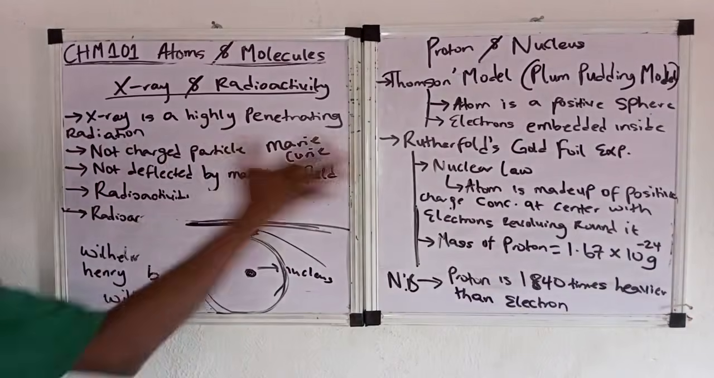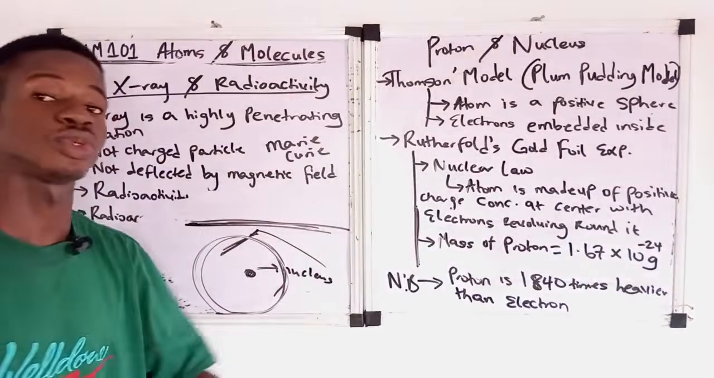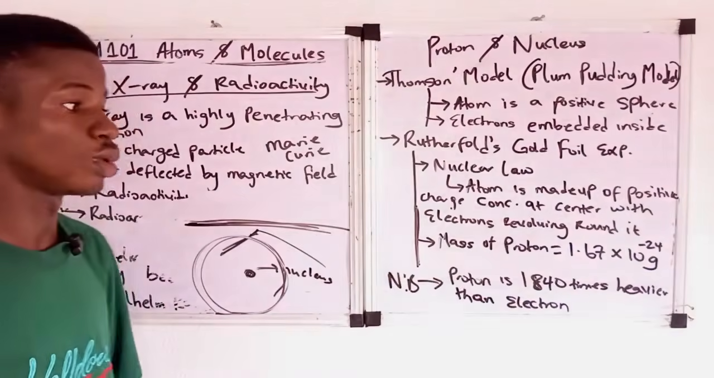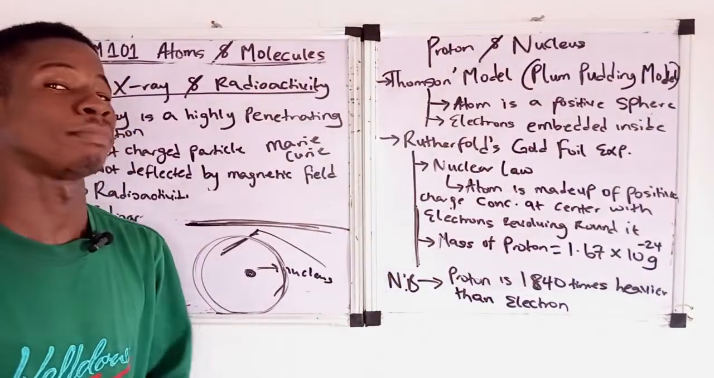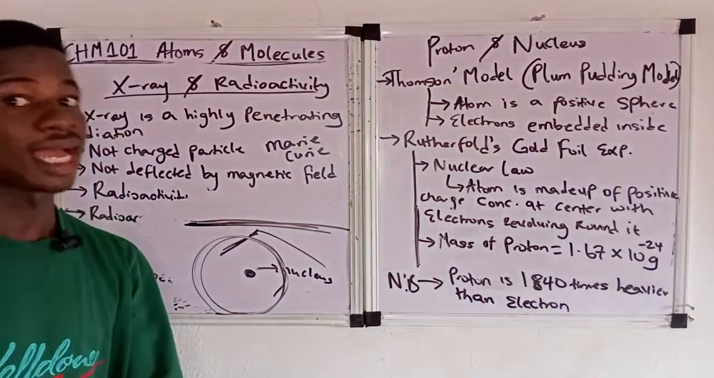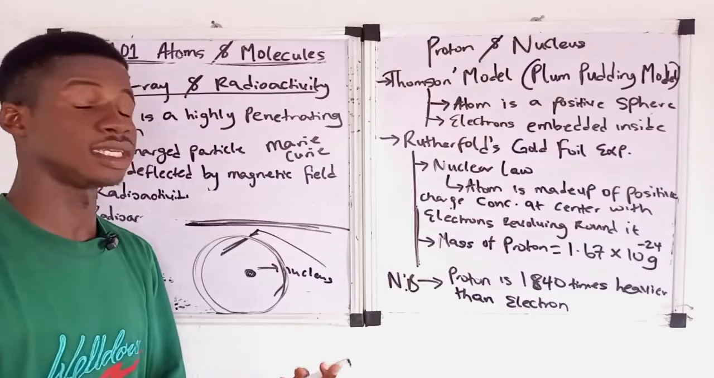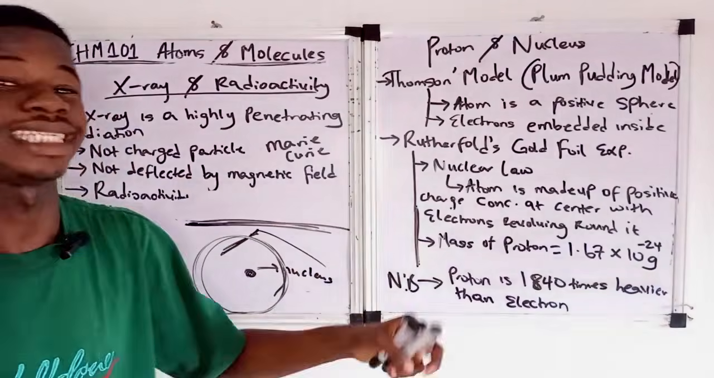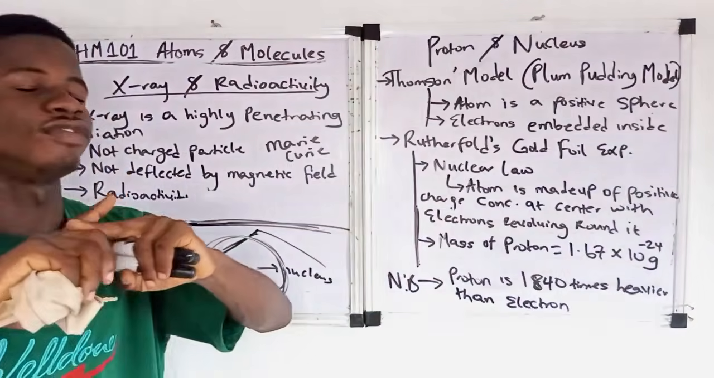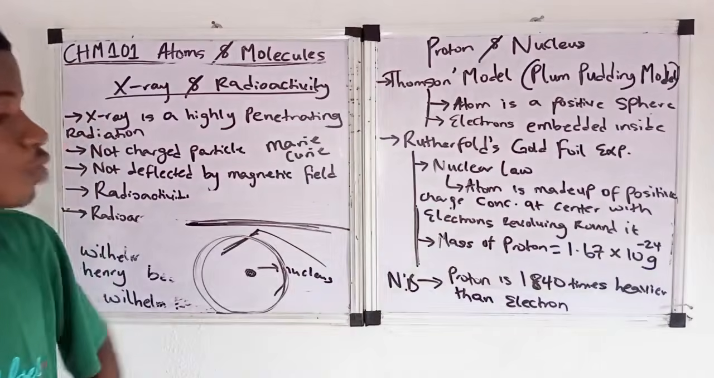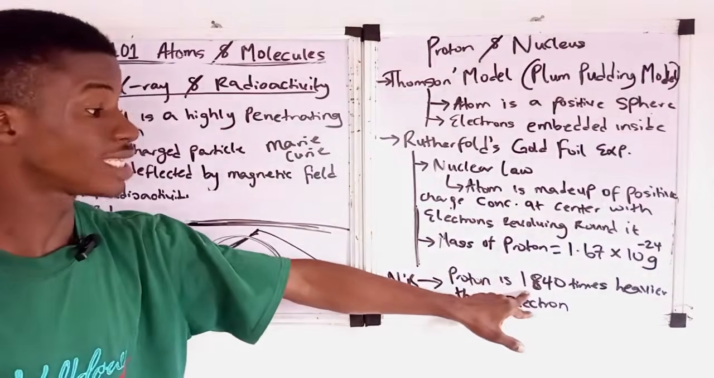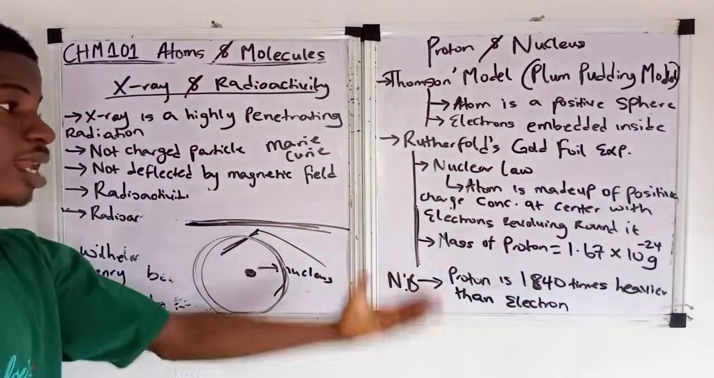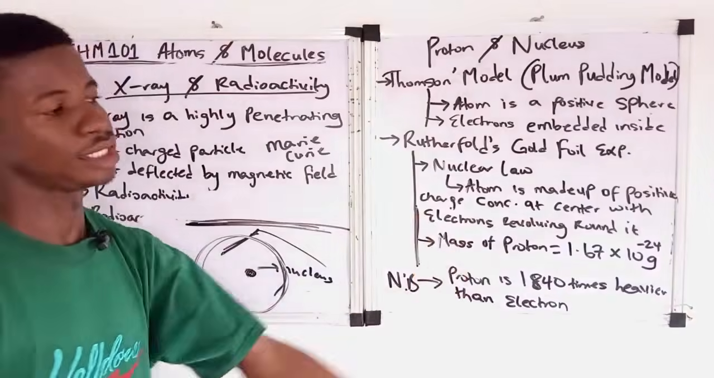So the Rutherford gold foil experiment was used to discover the proton and what? And the nucleus. Now the mass of a proton is found to be 1.67 times 10 to the power minus 24 gram, whereas the mass of an electron is 9.09 times 10 to the power minus 28 gram. So that's to tell you that the electron is very, very light. From this you find out that the proton is 1840 times heavier than the electron. Now let's move to the next part.